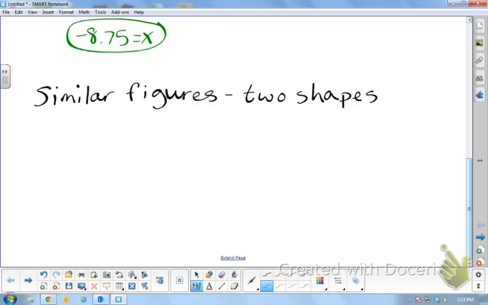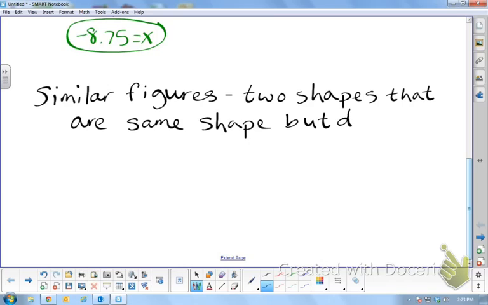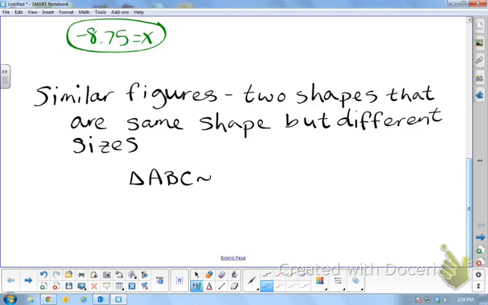When we talk about similar figures, they are two shapes that are the same shape but different sizes. So similar figures have the same shape but different sizes. And we show that two things are similar by using, instead of the equal symbol, just the squiggle at the top of the congruence symbol. We would say these two triangles are similar. That's what just the squiggle means.